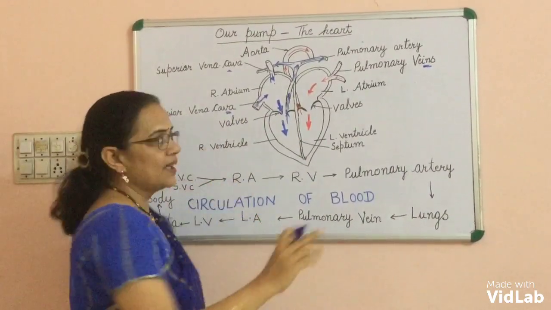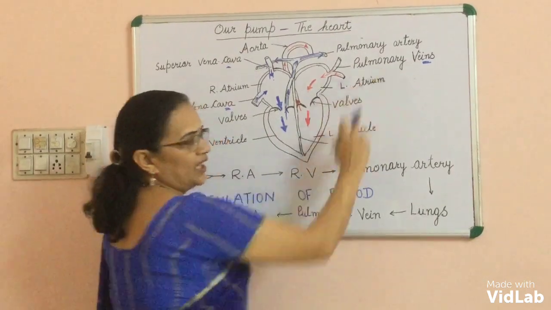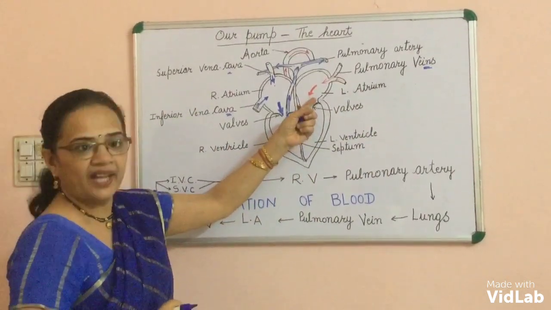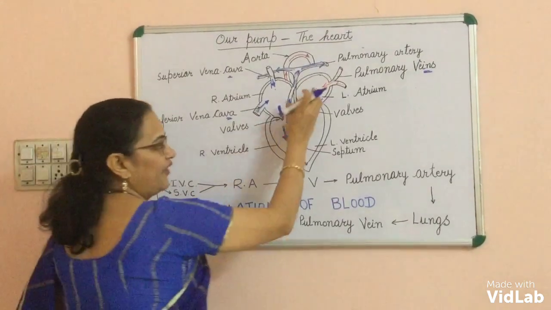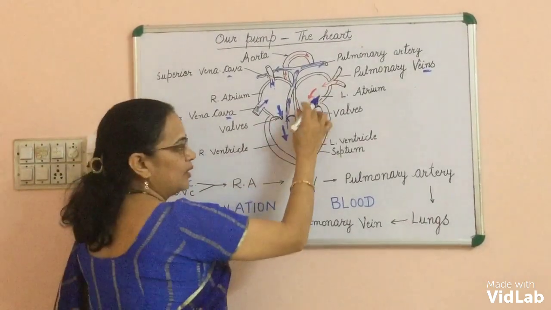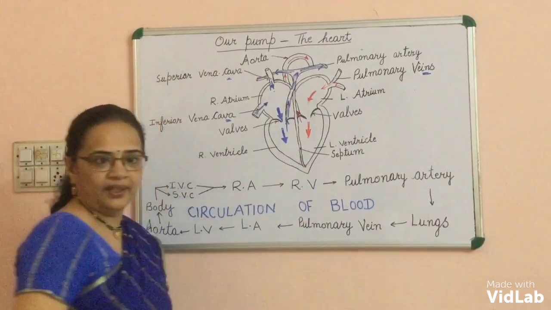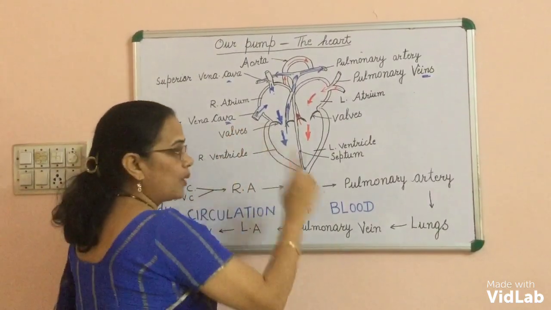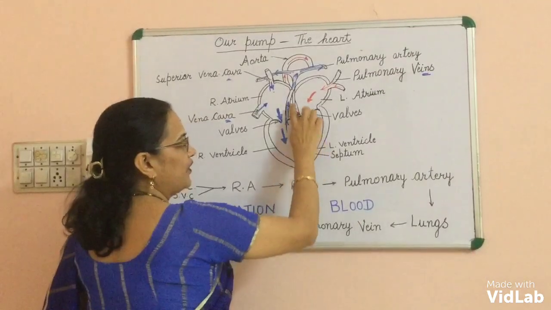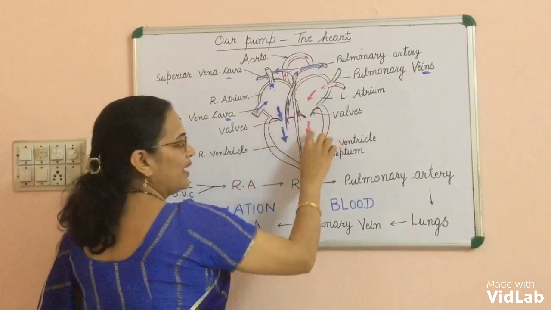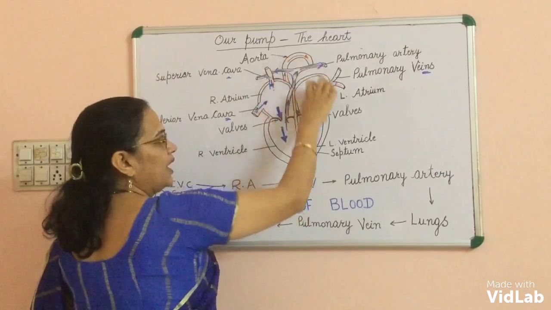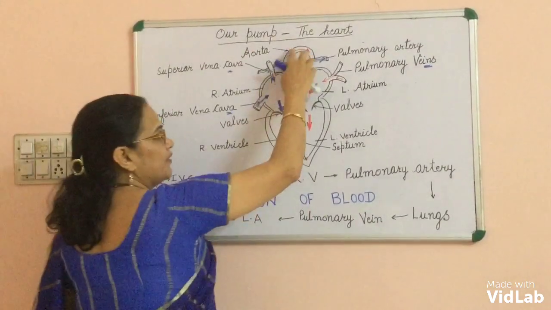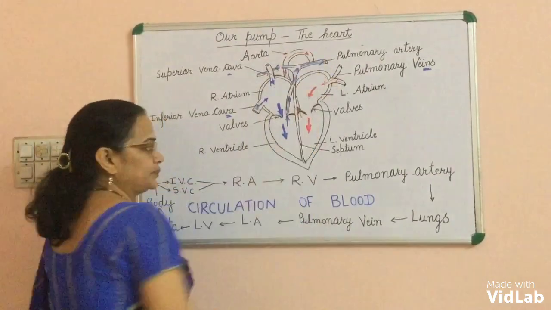From the lungs, through pulmonary vein, the oxygenated blood comes into left atrium. And when left atrium contracts, the blood goes into left ventricle. When left ventricle contracts, the oxygenated blood goes from left ventricle through aorta to the different parts of the body. This curved vessel is aorta.